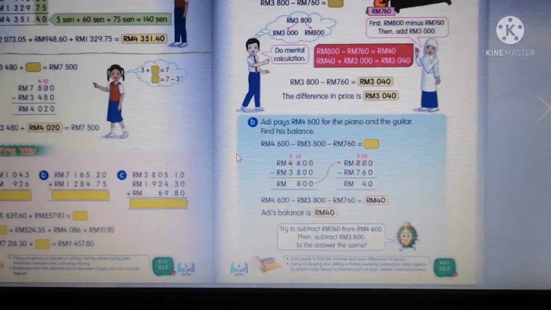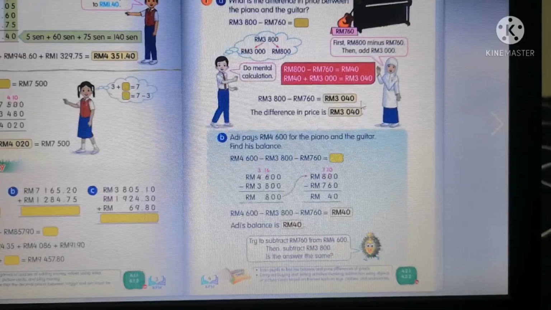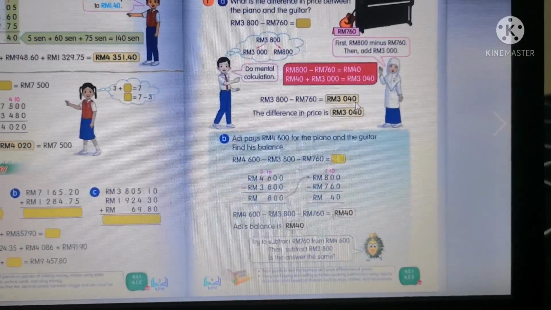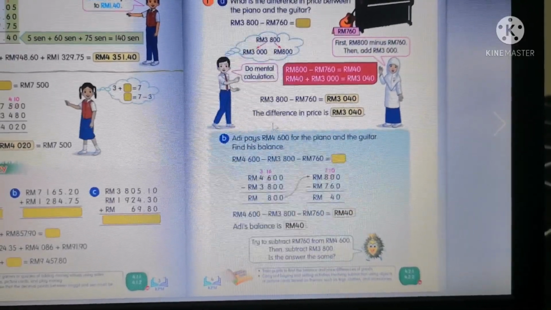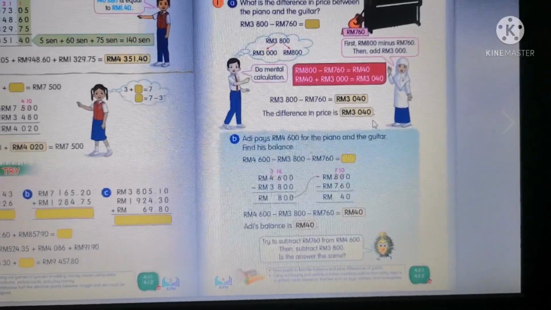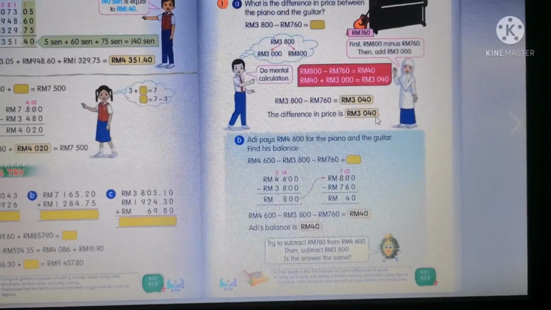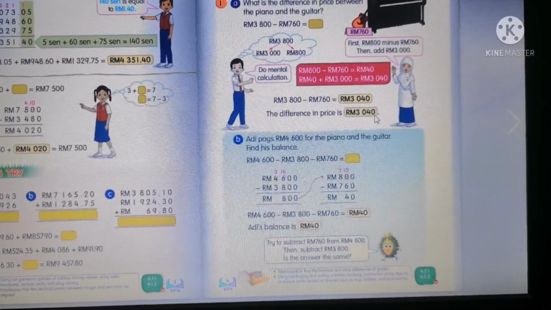So look at here. Sama tak jawapan yang kita dapat tadi? 3,040 ringgit. Okay, so the difference in price is 3,040 ringgit or RM3,040. Okay, can do it. It's very easy actually.